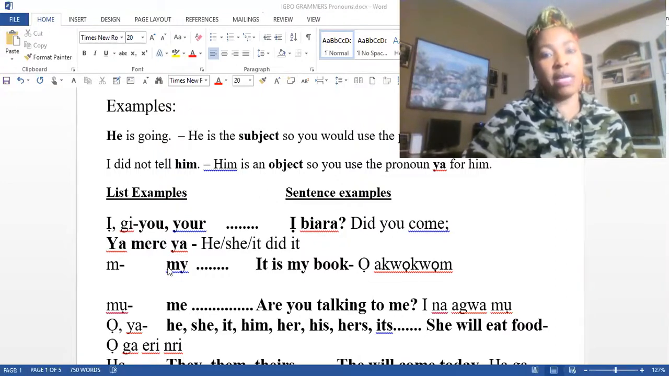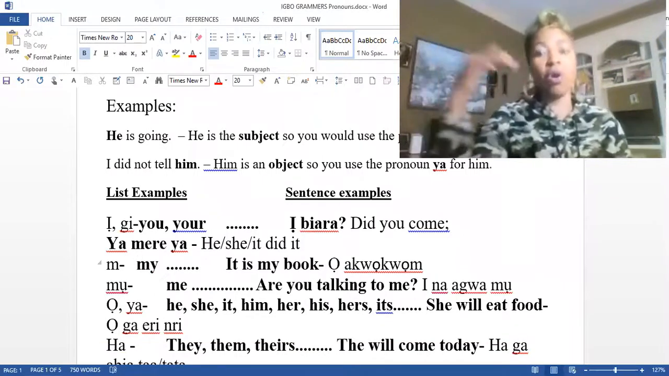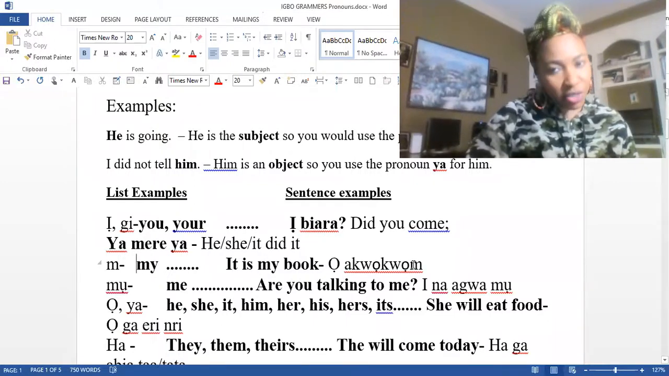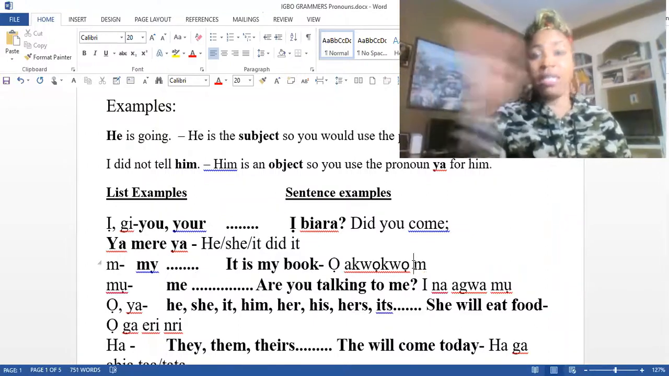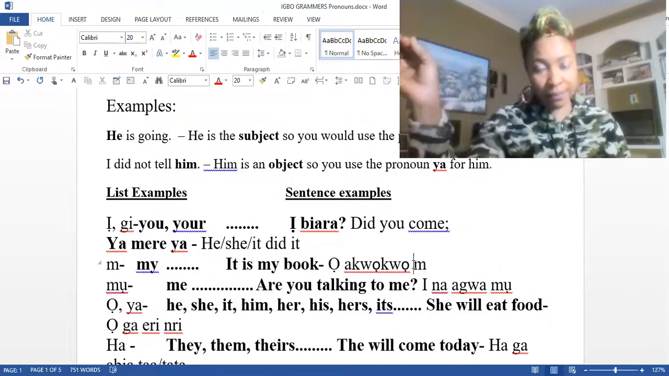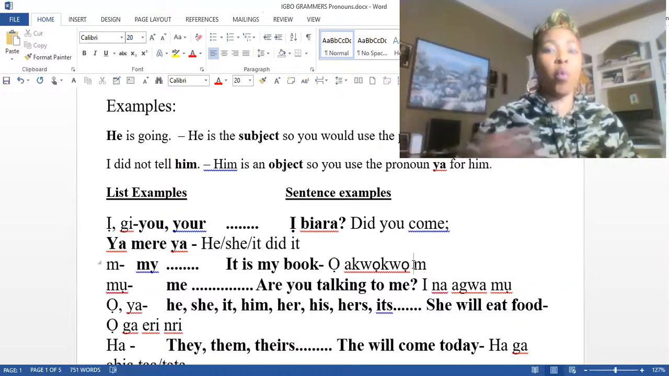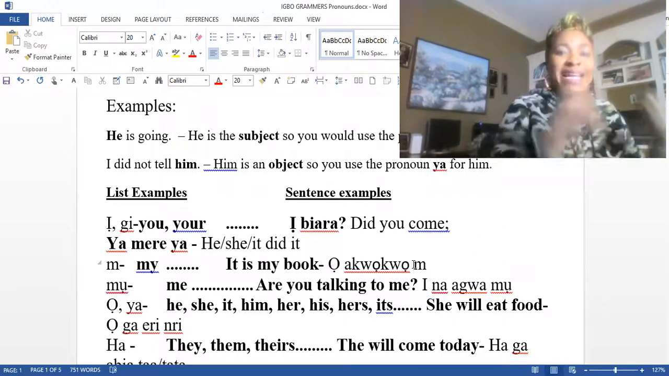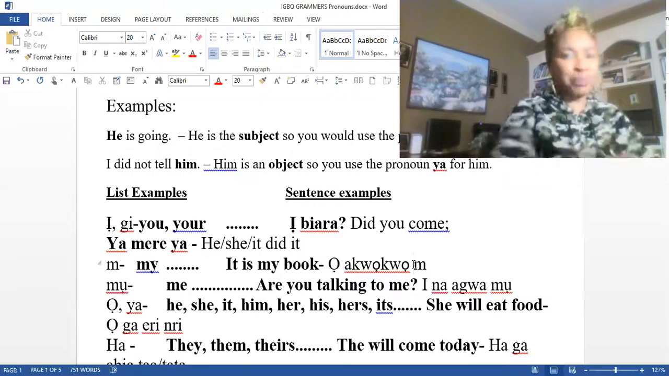Okay, so now we go to mine. It is my book. Or akwụkwọ m. You can write it together when you're writing it, or you can separate it. You can give it space. It is correct either way. So don't worry about it. If you put in akwụkwọ m, that M is making it possessive. When you don't put M, it is purely akwụkwọ.